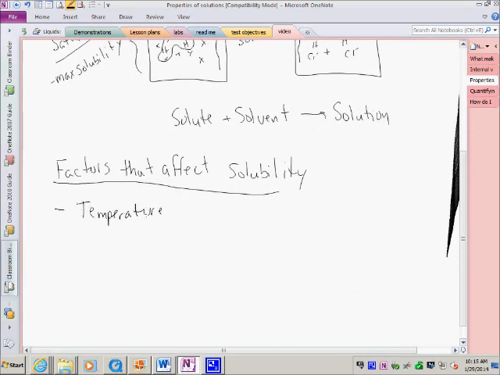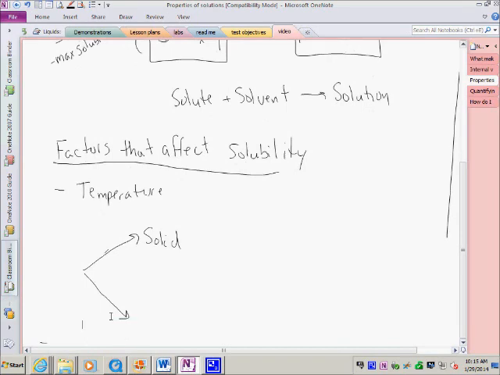Okay. So now there's a discrimination here between if I'm dissolving a solid, or if I'm dissolving, let's just say hypothetically, a liquid. I'm sorry, not a liquid, but a gas. Now, for a solid, the temperature is one factor, and of course, increasing temperature will increase the solubility.